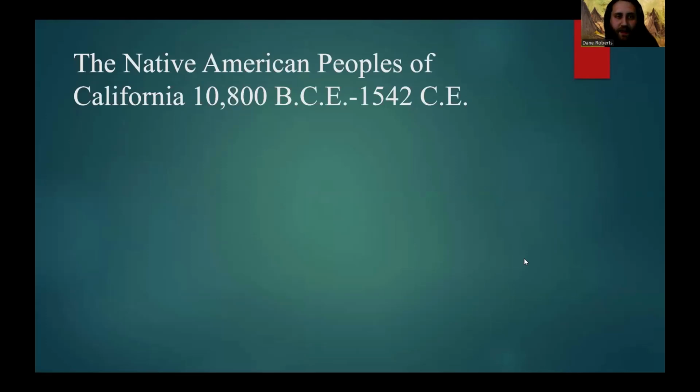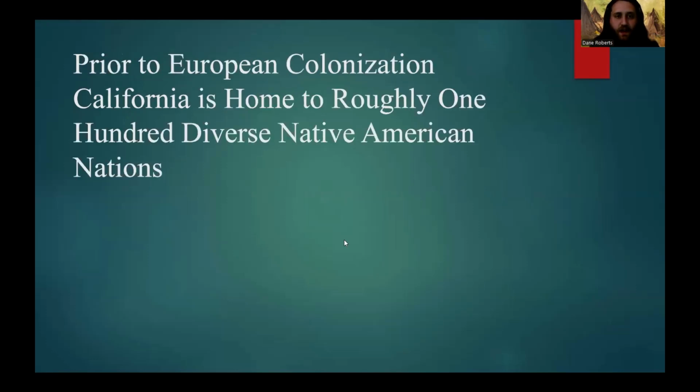And then, of course, after that, the Clovis culture would develop into the various different Native American peoples of North America, including the Native American peoples of California, who lived in California between 10,800 BCE to 1542 CE, and of course, well after. And so that brings us to the next thing.